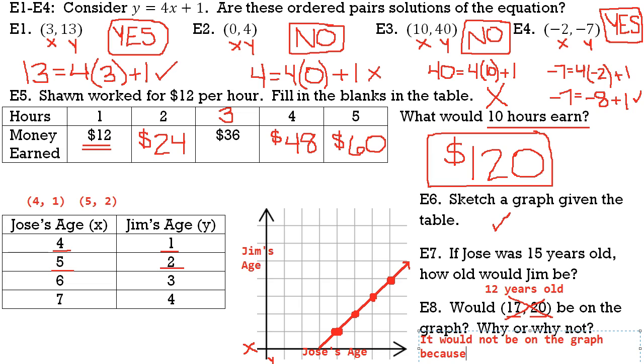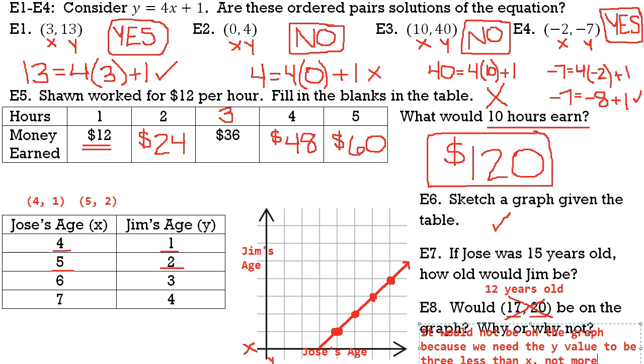And we need to come up with a good reason here. It would not be on the graph because, and I'm going to squeeze it up here because we're going to run out of room, we need the y value to be 3 less than x, not more. Now, obviously, your description and my description are going to be different. Depending on how much room you have, depending on how good of a writer you are, you probably phrased it a little better than I did. But the key here is to demonstrate that we were expecting y to be less than x, but in the ordered pair they gave us, it turned out to be more, and that's why it wouldn't work.